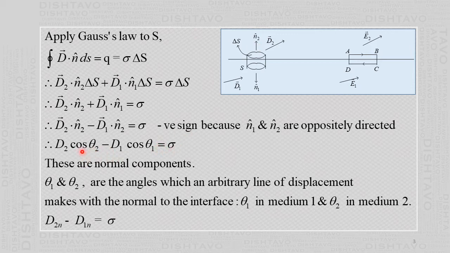Now these are called a normal component because they are in the perpendicular direction. So these are the components of d2 in this normal direction. They are called a normal component. Then we write this d2 cos theta 2 as d suffix 2n. That means this is the magnitude of the displacement vector in the dielectric 2, but in the normal direction, because d2 cos theta 2. Similarly, d1 cos theta 1 is written as d suffix 1n. So this is the magnitude of the displacement vector in the dielectric 1, but in the normal direction.